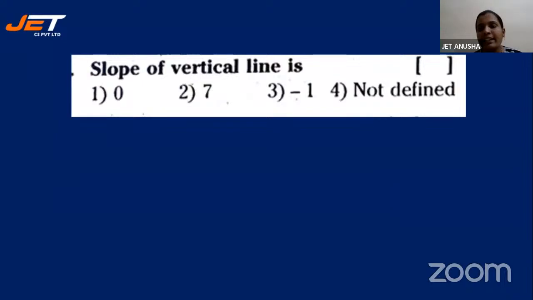Slope of vertical line is. What will be the slope of vertical line? 0, 7, minus 1, not defined. Option 4, Pranati, Swati, Ashwin, Taruni, Akhil. Almost everyone giving me the answer as 4. Let's see what is the correct answer. The answer is 4, that is not defined. Very good. Sandra, very good. Monica, very good. Rohini, very good. You gave me the correct answers and remaining also gave me the correct answer.